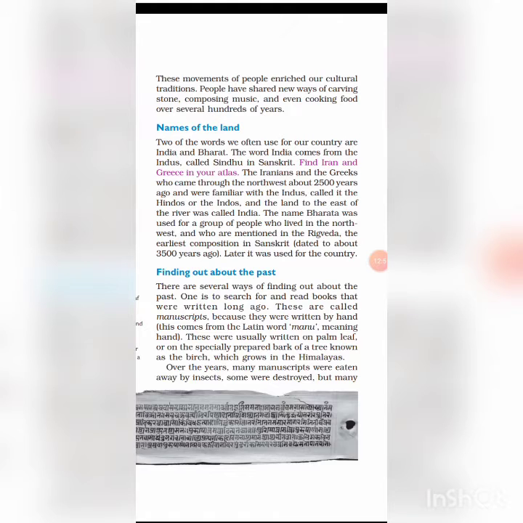The name Bharat was used for a group of peoples who lived at that place from north to west and who were mentioned in the Rig Veda, which was the ancient composition in Sanskrit. It was dated about 3500 years ago. Later it was used for the country also.